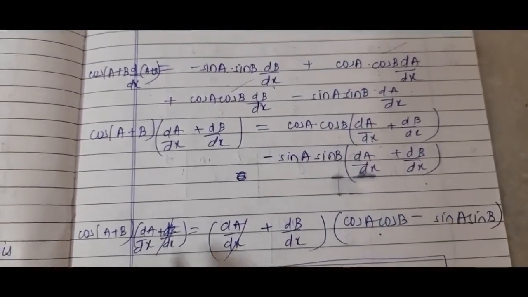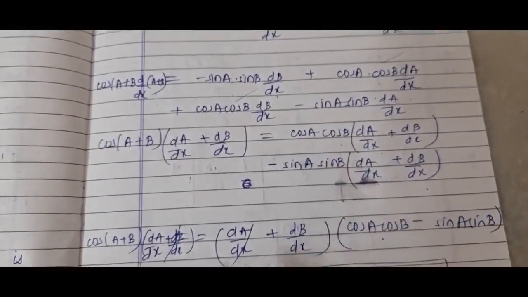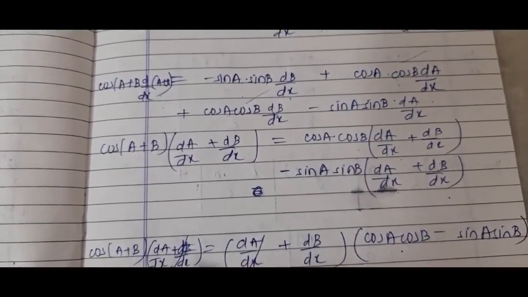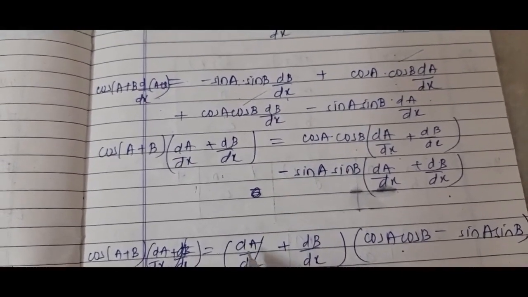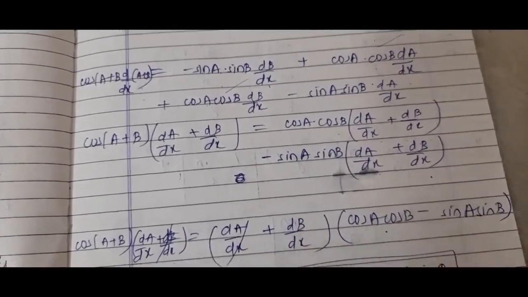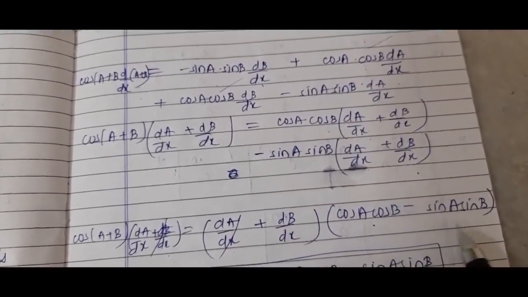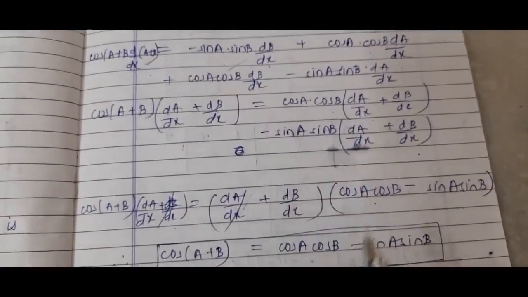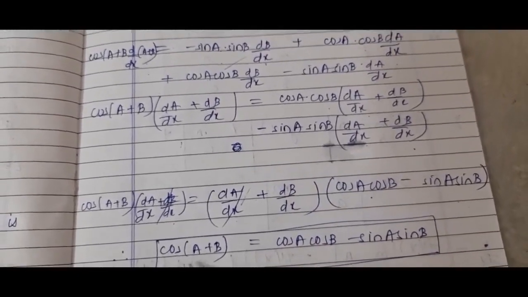So now we will take dA by dx plus dB by dx common from these two terms, and we get cos(a plus b) into (dA by dx plus dB by dx) equal to (dA by dx plus dB by dx) into (cos a cos b minus sin a sin b). This term is cancelled. So we get cos a cos b minus sin a sin b, that is the expansion of cos(a plus b).